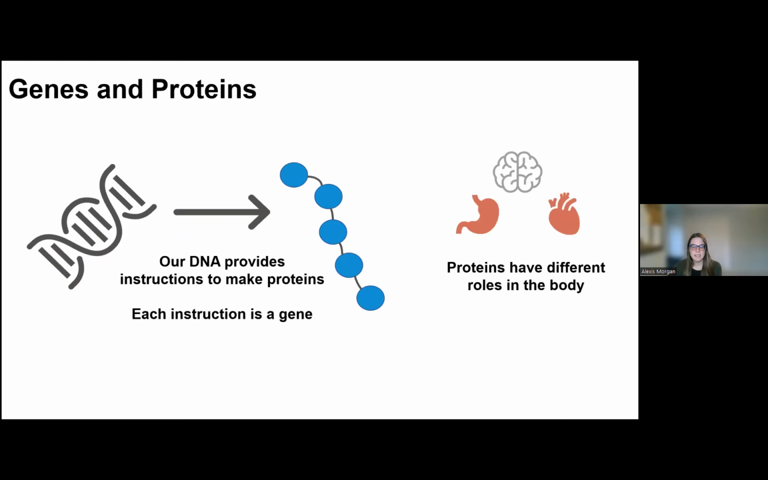Wrapped up tightly in those chromosomes is our DNA. Our DNA provides instructions to make protein. And again, each instruction is a gene. The proteins play important roles throughout the body, and each protein has a different role within the body.